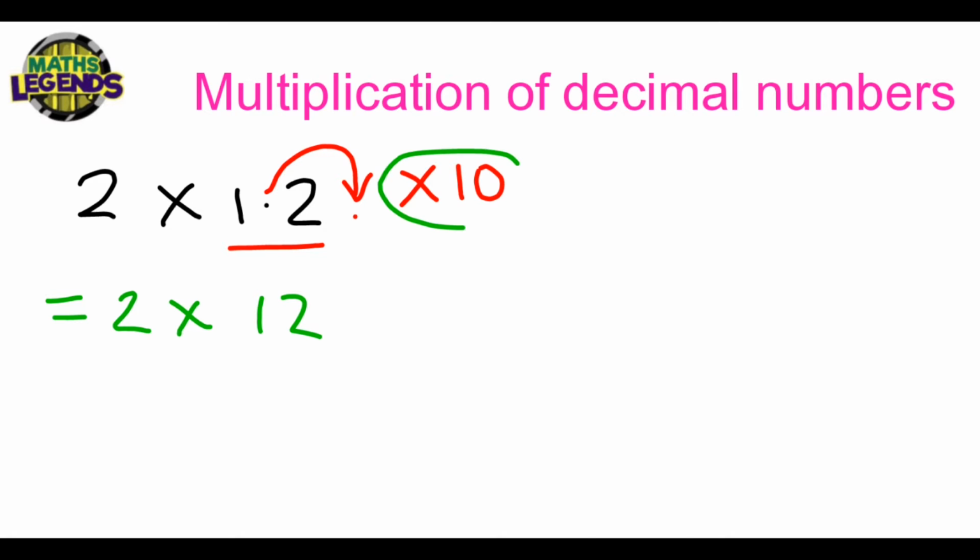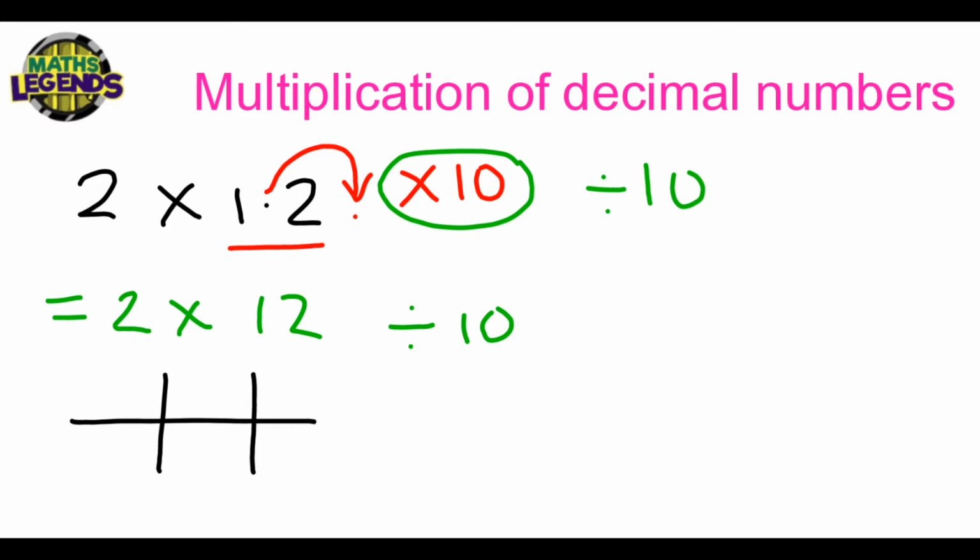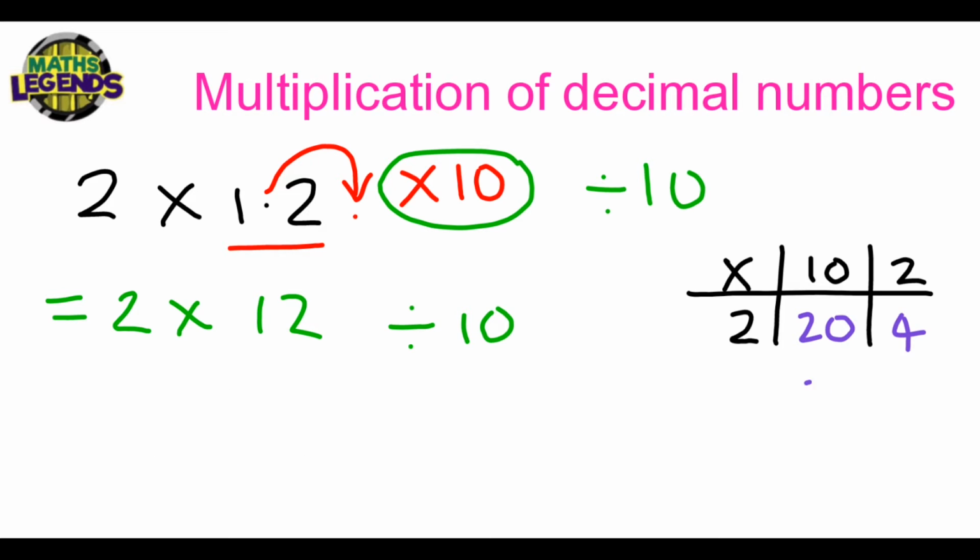But we can't just multiply by 10 because that will change the question. So we need to also divide by 10 afterwards. So we need to put over here divide 10 to remind us. So now 2 times 12 we can do using the grid method. 12 has two numbers, so we put two lines, and 2 has one number, so we put one line there, times 10 and 2, and we place a 2 here. Now we fill in the boxes, so 2 times 10 is 20, and 2 times 2 is 4. So the total here is 24.